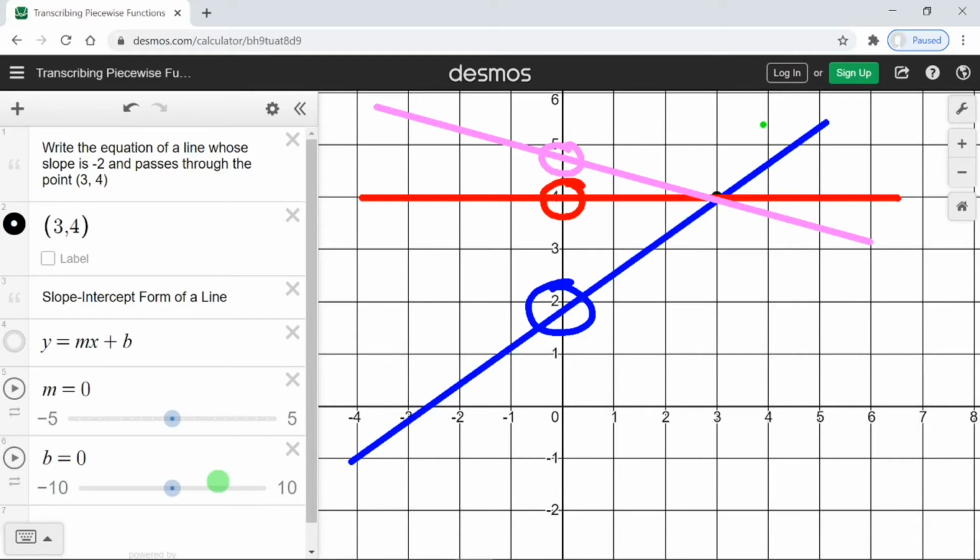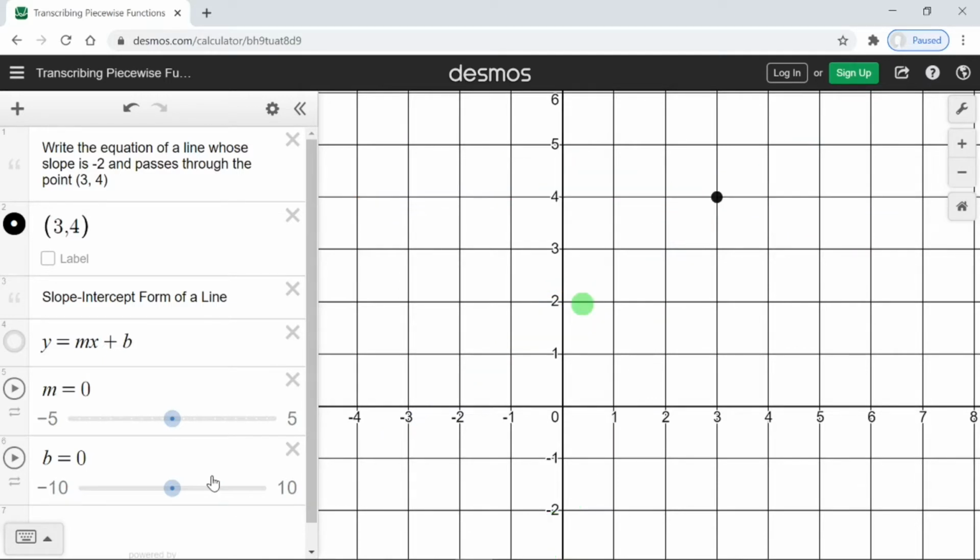Okay, so if you have a line that happens to be going, have a slope like this, your y-intercept is way down here. So you know nothing about your y-intercept. You don't know what your b is. So in a situation like this, you don't know what b is. You cannot use y equals mx plus b.